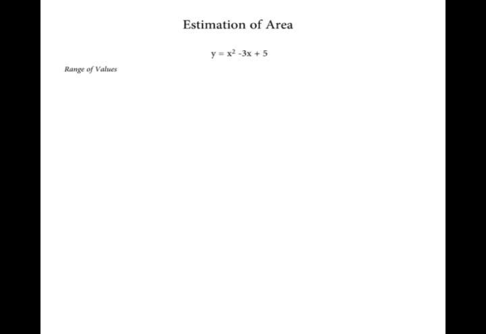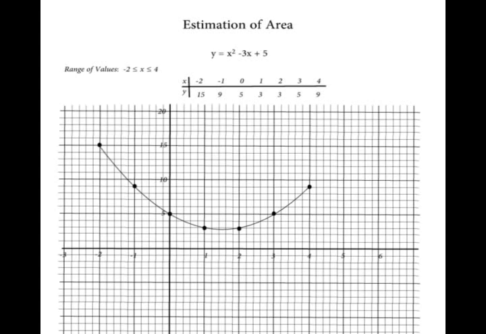So to be able to plot this graph, we need a range. For example, we plot the values of x from negative 2 to positive 4. We say the range is negative 2 less or equal to x less or equal to 4. Now we can form a table of values for x and calculate the corresponding values of y. From here, we plot the graph.